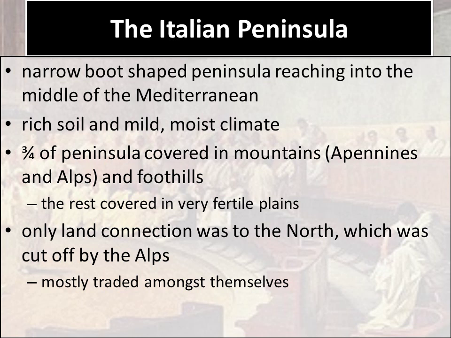Because it's a peninsula, there's only one area, one border, that's connected to land, and that's in the north. However, the land connection is cut off to the rest of Europe by the Alps, a mountain range. Because of this, before Italians developed a lot of seafaring technology, they mostly traded amongst themselves.